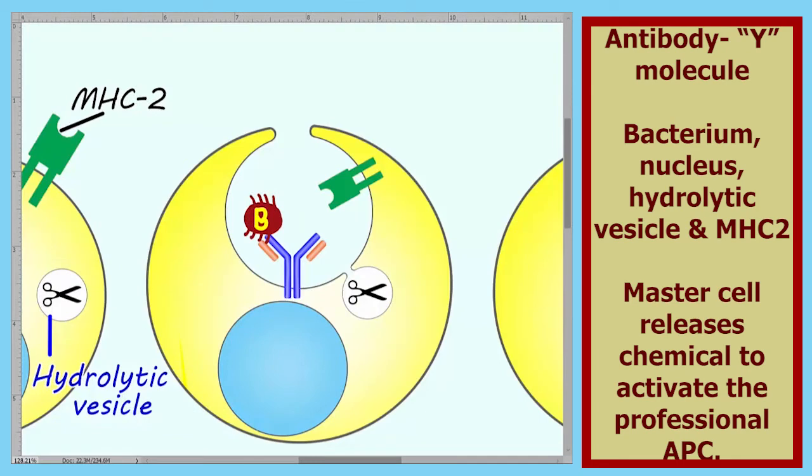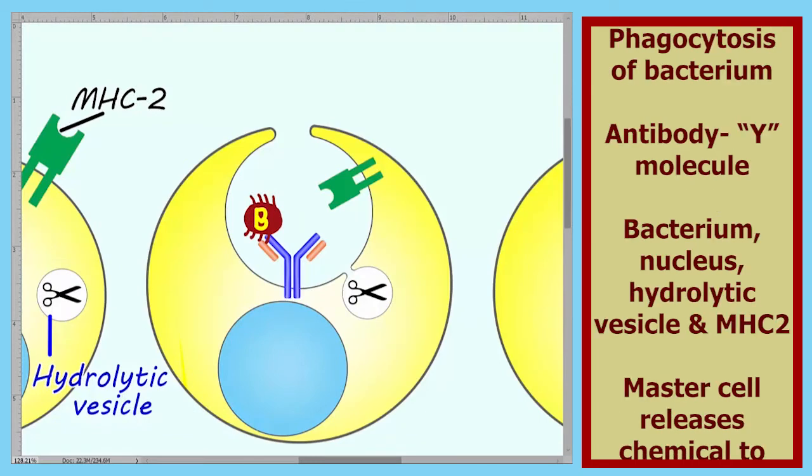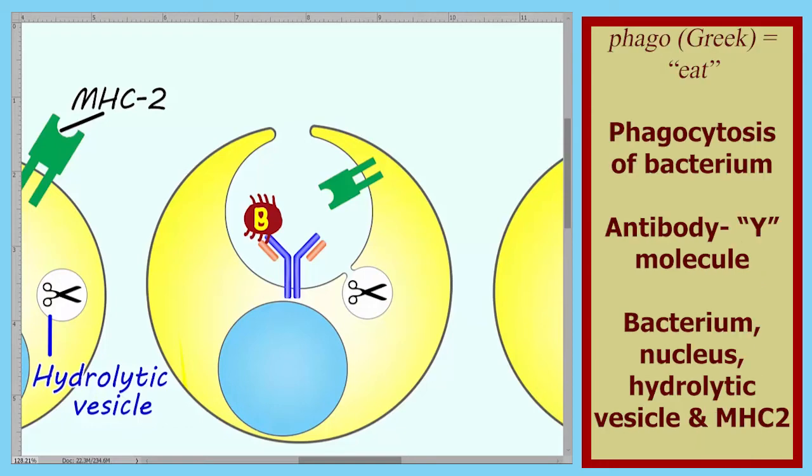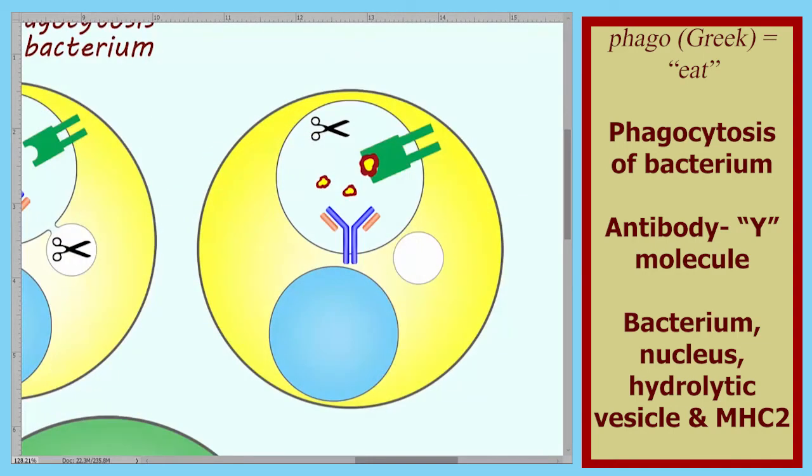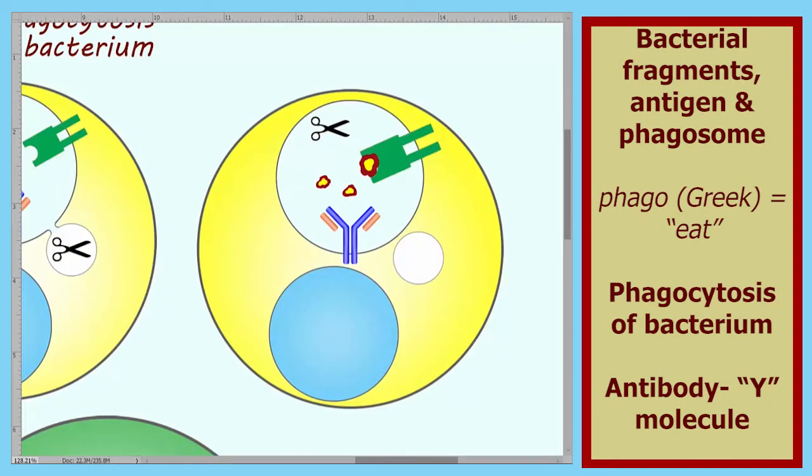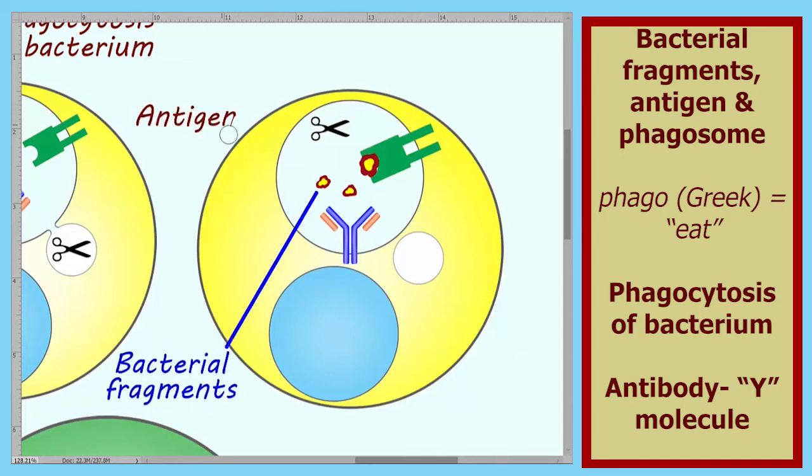On the second cell, we have phagocytosis of the bacterium. Phagocytosis is cell eating. The Greek word phago means eat. And this is all we'll annotate here. On the third cell, we have bacterial fragments, the antigen, and the phagosome. Because these fragments come from a bacterium, they would all be antigens.